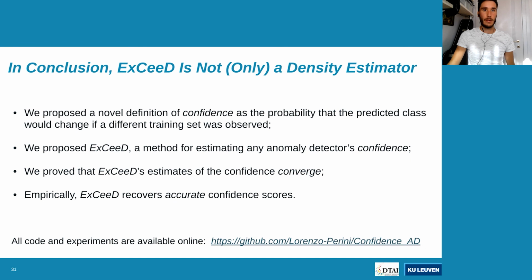To summarize the paper in a nutshell, the confidence is a novel measure that captures the probability that the predicted class would change if a different training set was observed. Through our method EXCEED, it is possible to estimate the confidence of the example-wise prediction of any anomaly detector. And by both a theoretical convergence analysis and a large experimental setup, we prove that EXCEED accurately recovers the confidence scores and behaves as our intuition would expect.